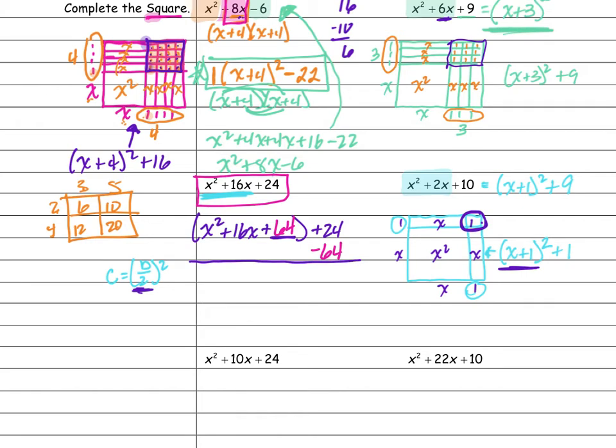I know what it's going to turn into. We've done it over and over and over again. I know that my equation inside the parenthesis here is this number right here, which is half of my x value. This was 8x, this is 4. This is 6x, this is 3. This is 2x, this is 1. So if this is 16x, what is this going to be? X plus what?